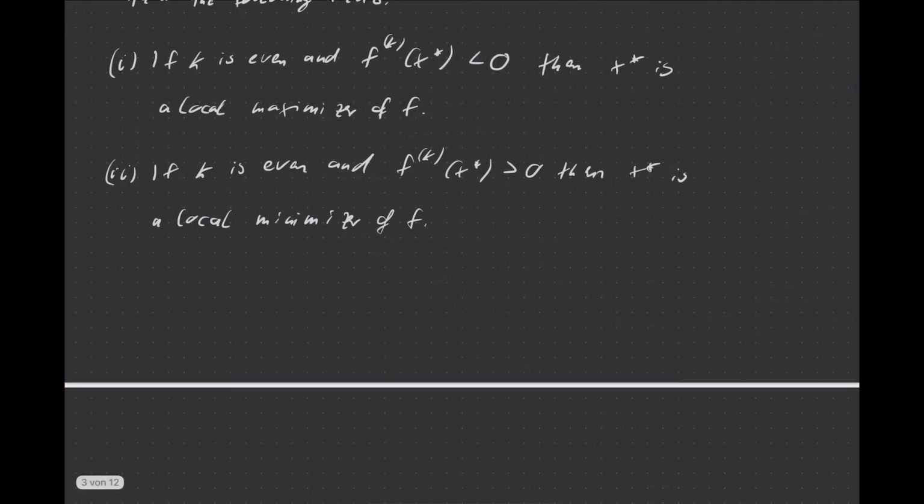And finally, point 3, that says if k is odd, then x star will not be a local extreme point.